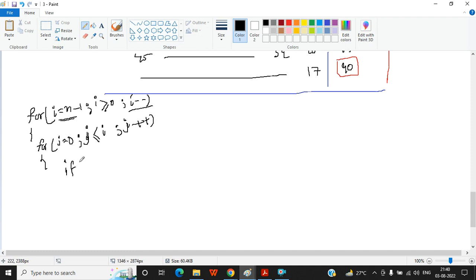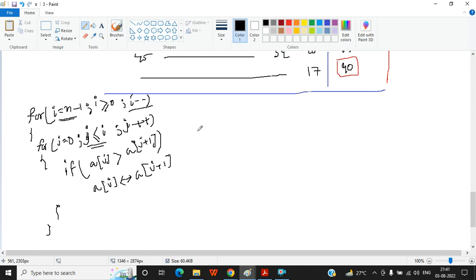Inside this, if a of j, the first one, is greater than a of j plus 1, the next one, then what will you do? You will perform a swap: a of j is interchanged with a of j plus 1. We do not use i to be interchanged here. We are using i for the comparison, only to determine the last position.